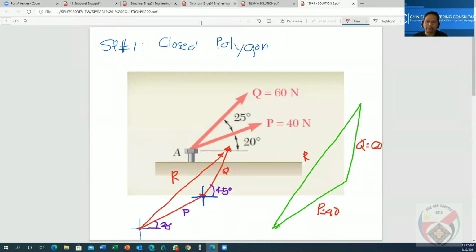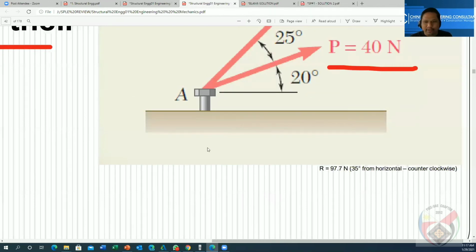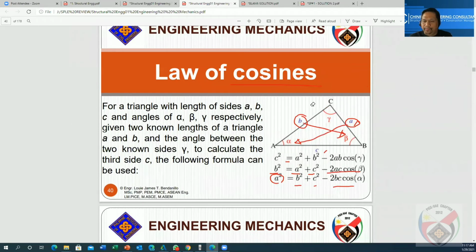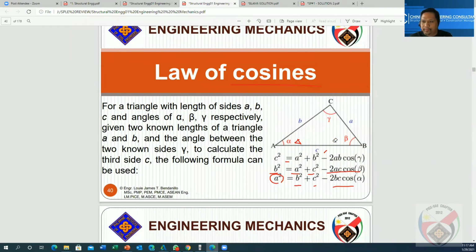Now, in order to solve for R, balikan natin yung theory ng triangle. So, sa mga advanced na nag-aral diyan, anong law ang ma-apply natin dito to solve for R? Balikan natin itong theory ng triangle. Yes, tama, Engineer Ranchi. We should use the cosine law.